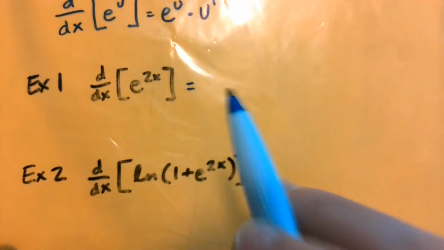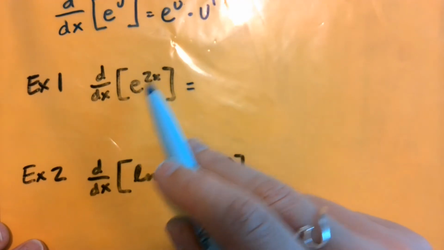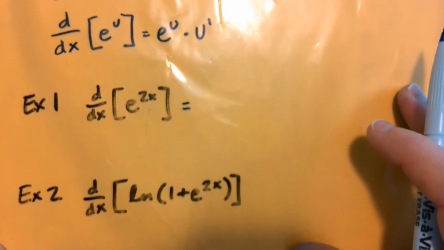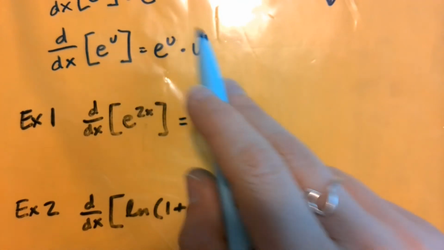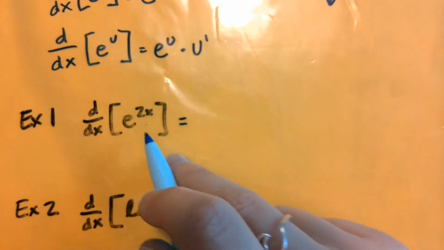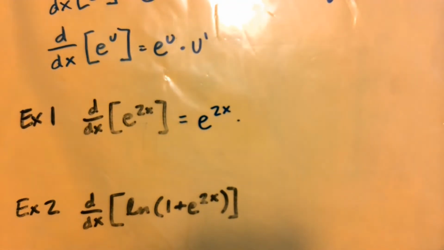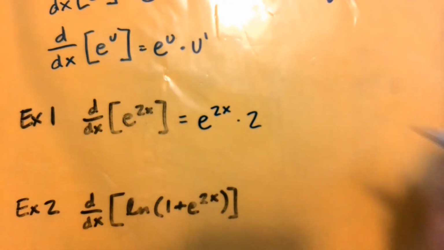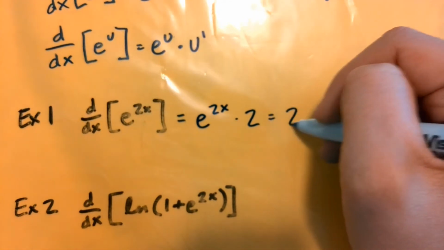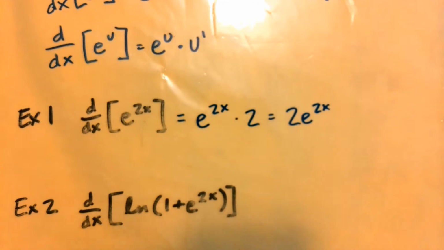So for example 1, if we just have a simple exponential like this, it is really just as simple as following that rule right there, that I'm going to have my e to the 2x, but then times the derivative of 2x. So using that chain rule, I'm just going to have 2 e to the 2x.